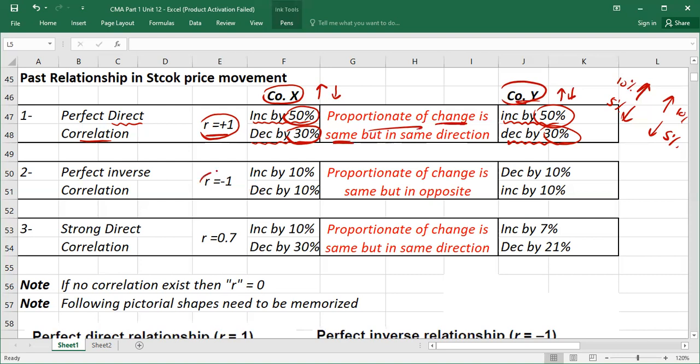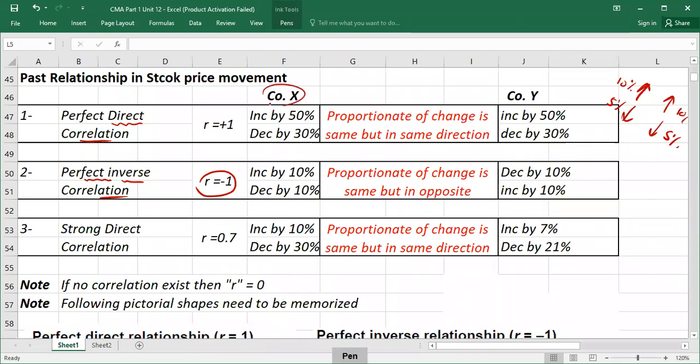Now, guys, if the R value is -1, -1 is known as perfect inverse correlation. What it means, for example, again we have two companies, company X and company Y. You have past data and you have observed that when X price increased by 10%, Y price decreased by 10%. So see what happened. If X price goes up, Y price goes down. They're moving in opposite directions here. For example, when X price decreased by 10%, Y price increased by 10%. So if X is decreasing, Y is increasing.